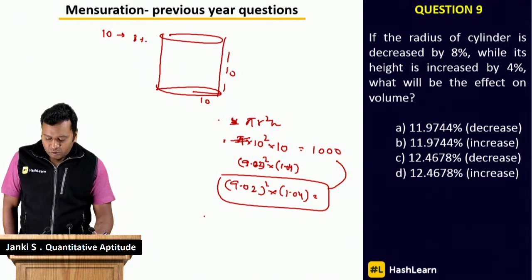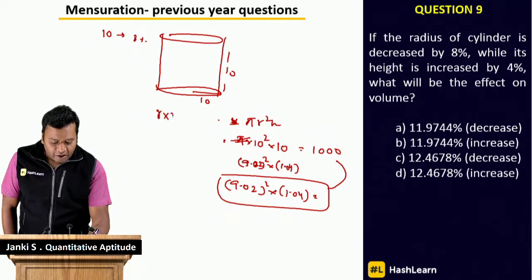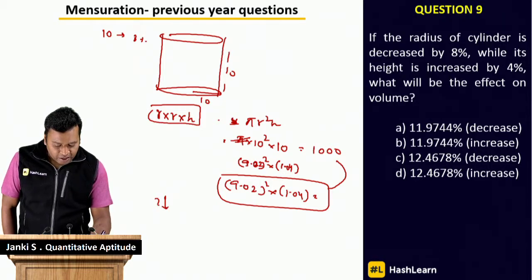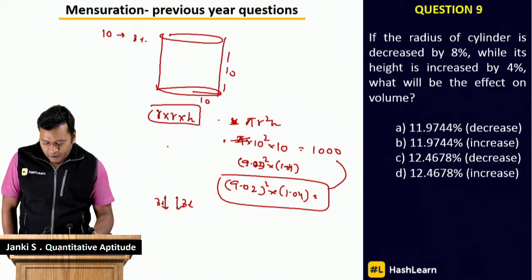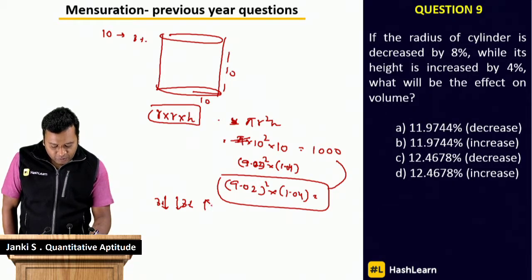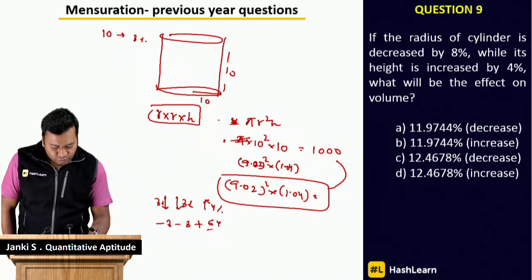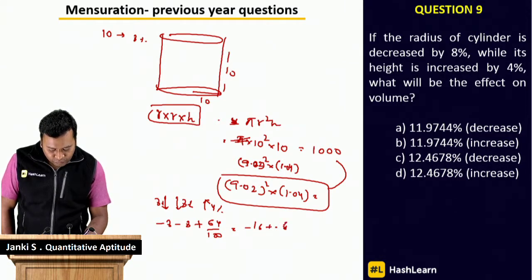Given the radius of the cylinder is decreased by 8%, the volume is equal to pi r square into h. This is my relation here. So I'm reducing the radius by 8% twice, because it is squared, and further I'm increasing the height by 4%. So let's solve this part. Minus 8 minus 8 plus 8 into 8 by 100, that is 64 by 100. That means effectively it's minus 16 plus 0.64.